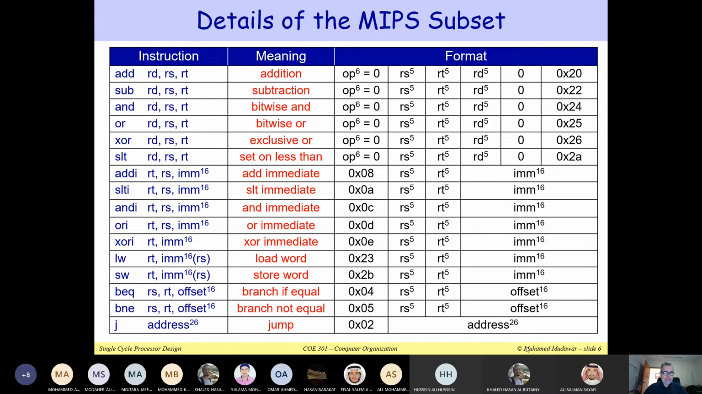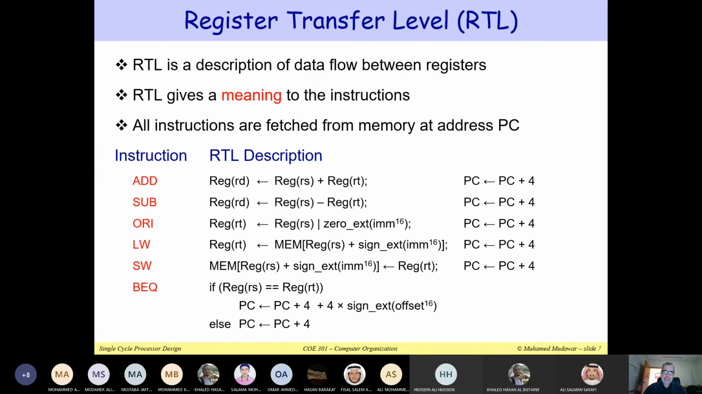And finally, we have the jump. Notice that the jump here has a unique opcode, and it has a 26-bit immediate. So these are the details of the MIPS subset. Now, these details are very important because we are going to implement these instructions. So you have to go into these details. Without these details, you will not be able to implement these instructions. So we're going now to go into the implementation. So this is the analysis part.